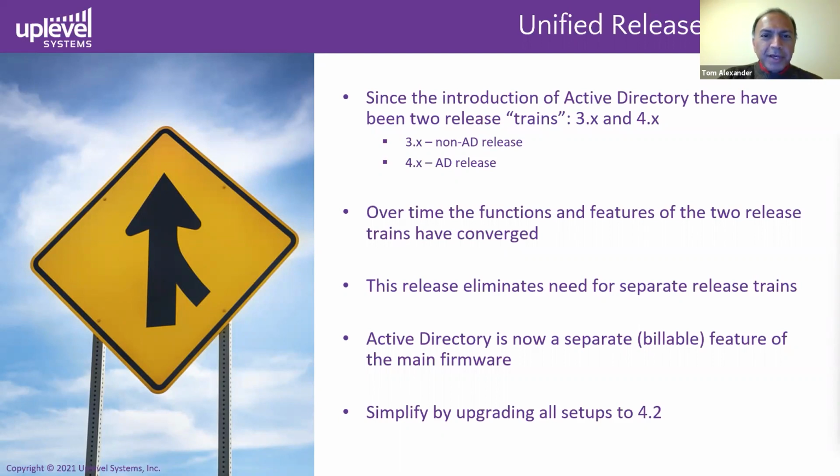And so basically with 4.2, what we're doing is doing away with the whole idea of having a separate release train. We will be upgrading all the setups to 4.2. Things that do not have AD enabled will continue not to have AD enabled. Things that have AD enabled will continue to have AD enabled, but basically they'll all be on the same release firmware, which will simplify everyone's life.